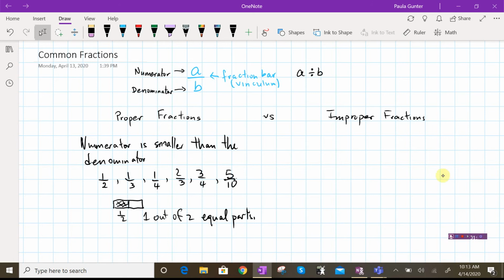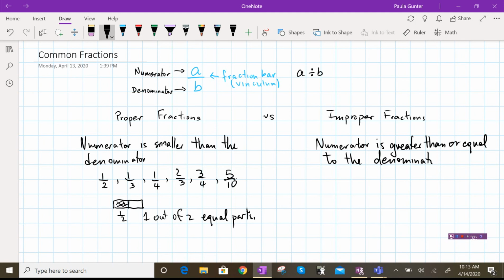All right. On the other hand, what is an improper fraction? In an improper fraction, the numerator is greater than or equal to the denominator. All right? So two possibilities. The numerator is greater than or equal to the denominator.